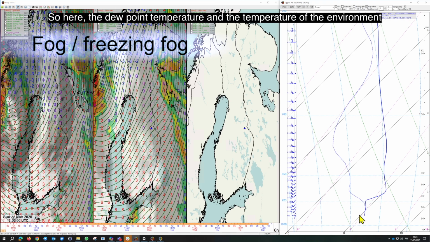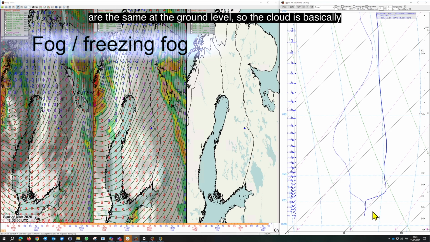So here the dew point temperature and the temperature of the environment are the same at the ground level. So the cloud is basically on the ground, and this is something that we call fog. Fog is usually in a very shallow layer, so it's not a deep cloud, but it's anyway a cloud, and fog is significantly affecting visibility, for example.